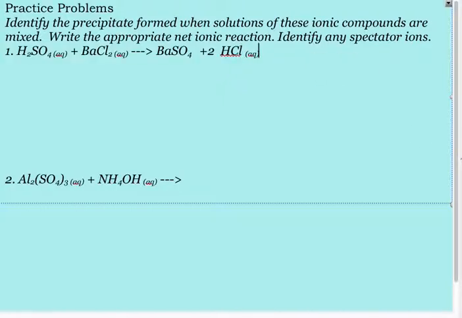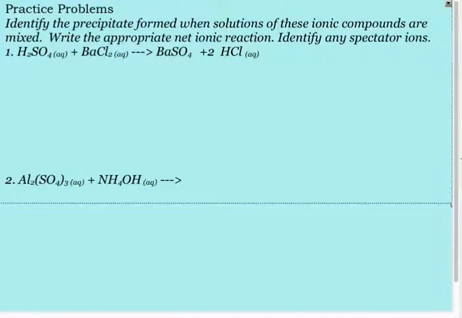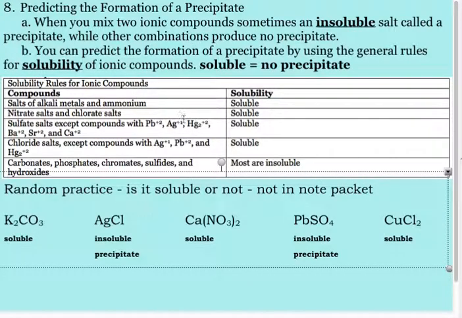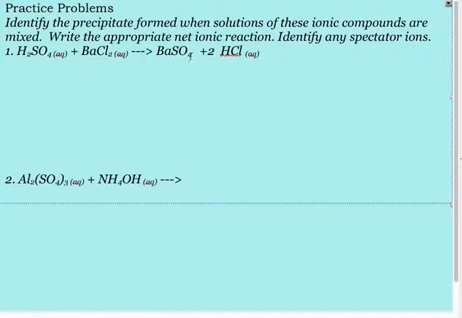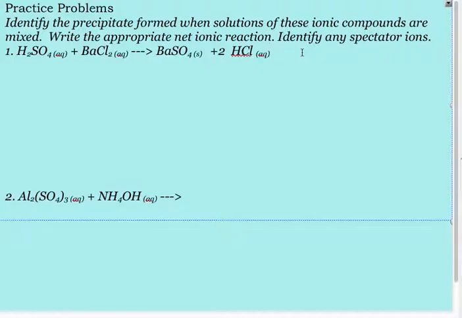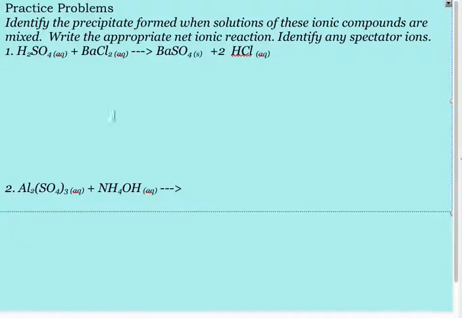And then we go back and look at our barium sulfate. Sulfates are soluble except when they're with lead, silver, mercury, barium, strontium, or calcium. So it's with barium, which means this right here is our solid, our precipitate. So you can use a solubility chart to figure out which one of these would be your solid. Then you would write everything out like we've done with the net ionic reactions. You would ionize it, all that kind of thing.